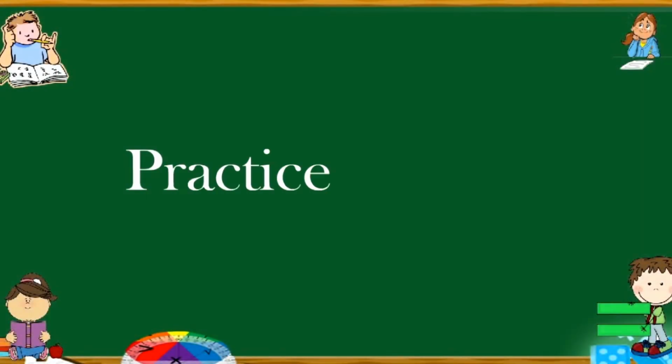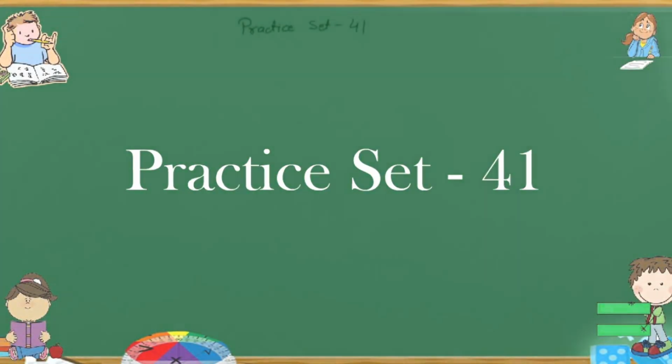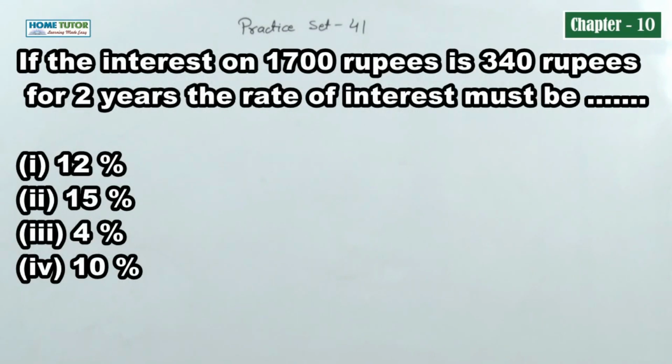Now practice set number 41. First question. If the interest on 1700 rupees is 350 rupees for 2 years, the rate of interest must be, we have to choose the answer from the below 4 options. First 12%, second 15%, third 4% or fourth 10%.